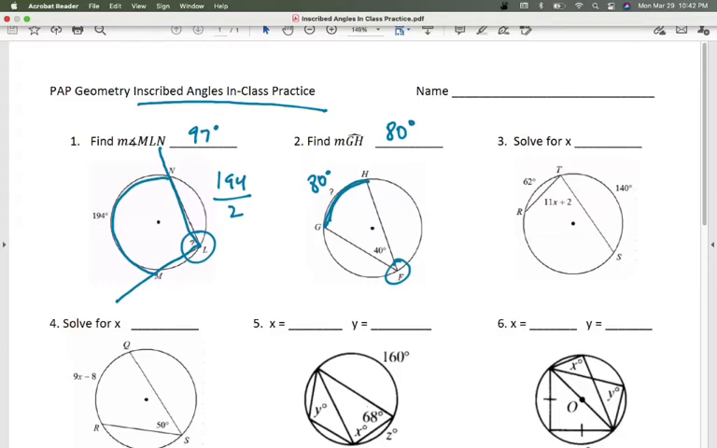Pay attention to what they're actually asking you to find. I mean, they just wanted me to find GH right there. That arc GH was named with 2 letters, so it has to be less than 180 degrees, so they're talking about that arc right there.